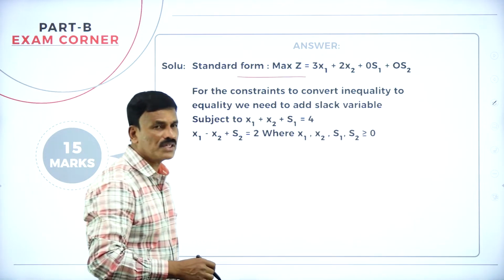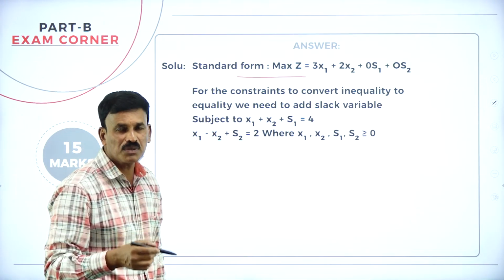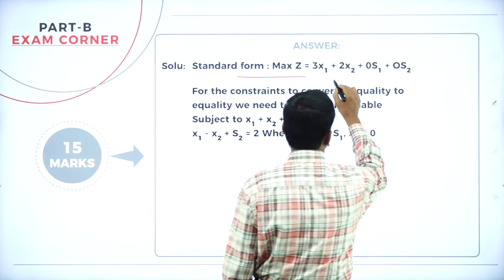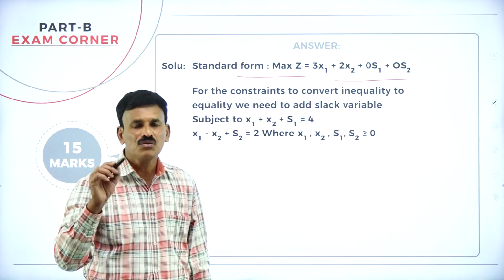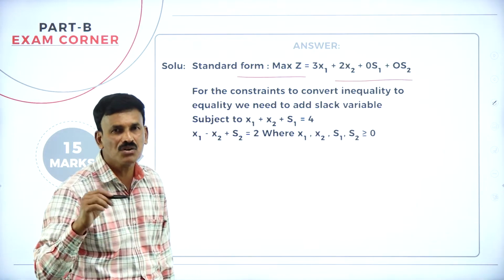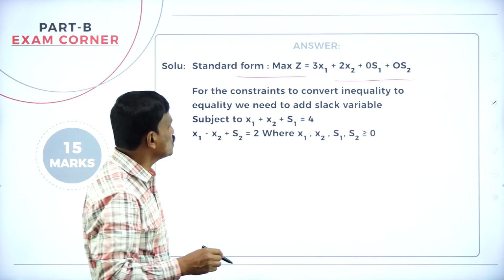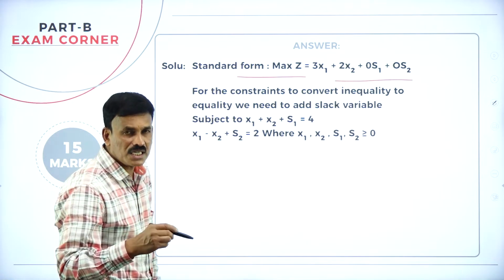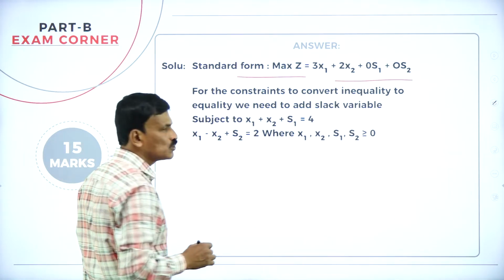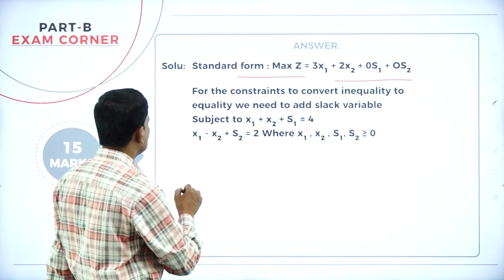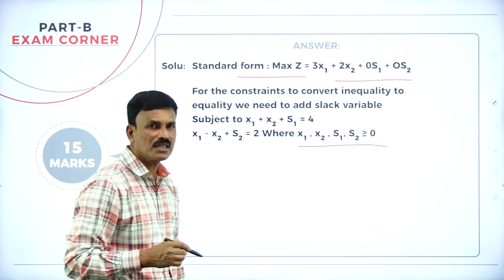The standard form of the given problem is max z is equal to 3x1 plus 2x2 plus 0s1 plus 0s2. That is, just add the slack variables S1 and S2 to the objective function, whose initial cost coefficients are 0 and 0. By converting the inequalities into equalities, we get x1 plus x2 plus s1 is equal to 4, x1 minus x2 plus s2 is equal to 2, where s1, s2, x1, x2 are all greater than or equal to 0.